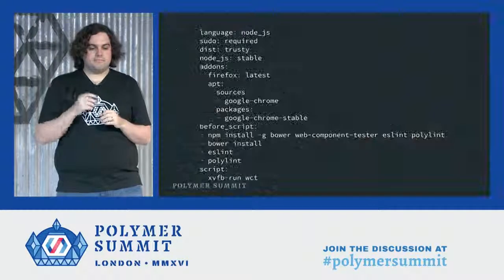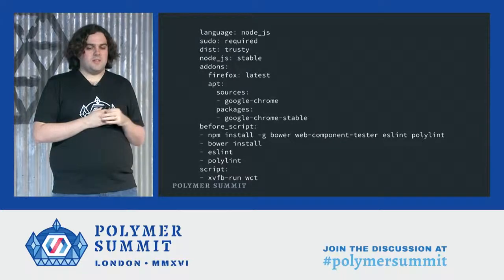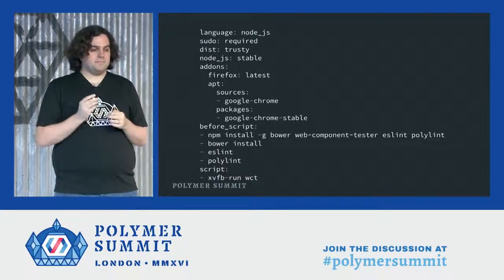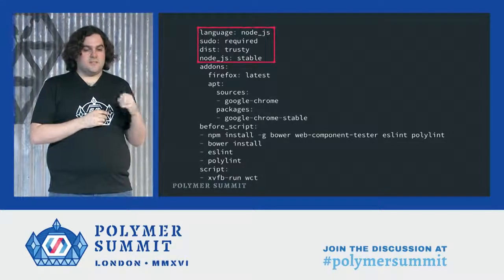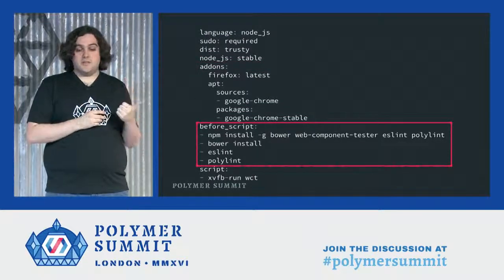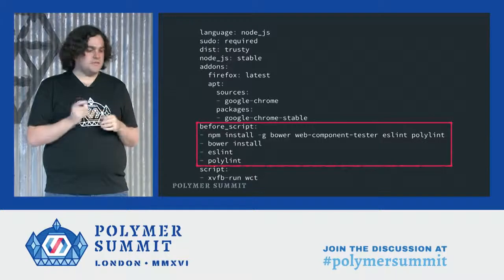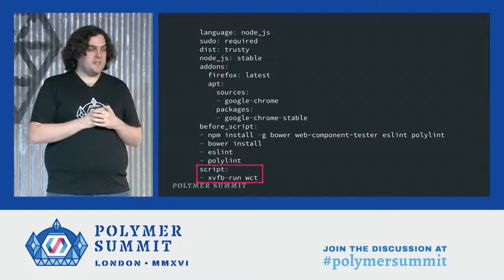All right, now that I've told you about Travis CI, how about I show you how to configure it for your element? Here is a sample Travis configuration for a Polymer element that combines all of our testing. We use this part here to make sure our VM is up to date and can run Node.js. Next, we install Firefox and Chrome. Then we install Bower, Web Component Tester, eslint, and Polylint. We install our Bower dependencies, run our linters, and assuming the linting was successful, we tell Travis to spin up the display server and run WCT.